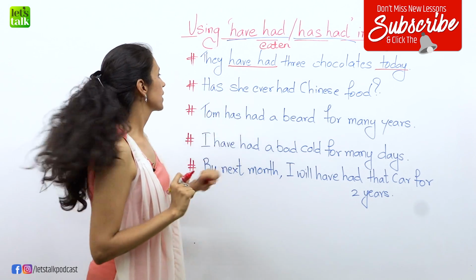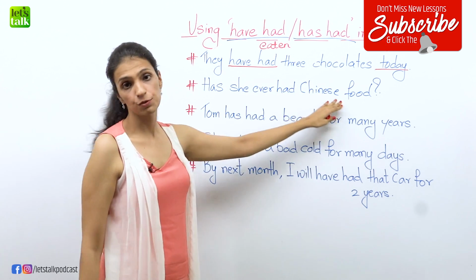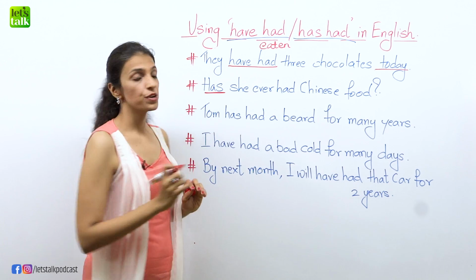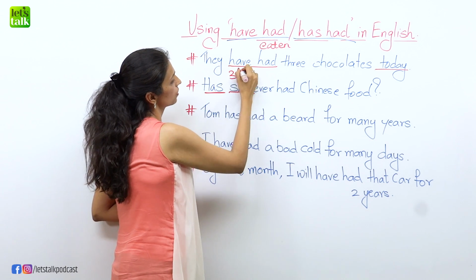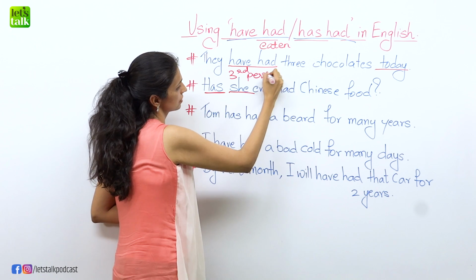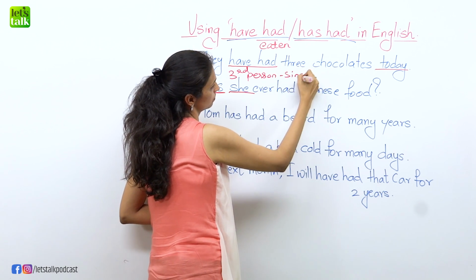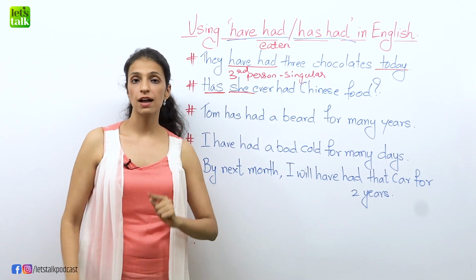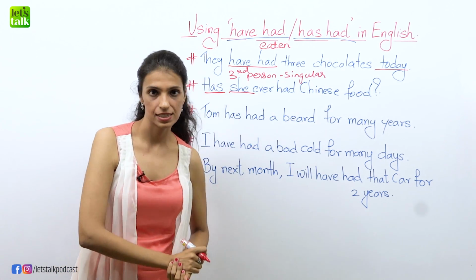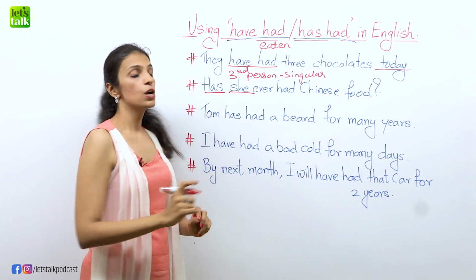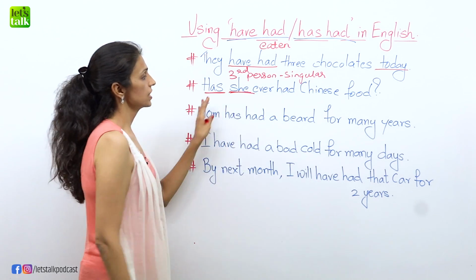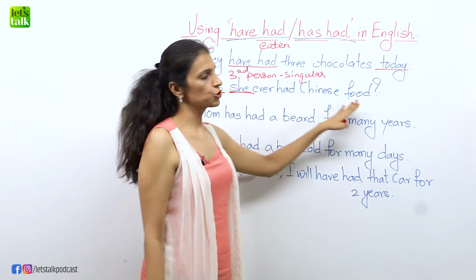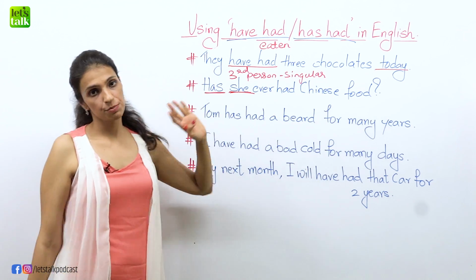The next one: has she ever had Chinese food? Now if you see, I've used has here. That is because we are talking about the third person singular. So friends, I hope you remember the rules of your present tense: I have, you have, he, she, it has, okay? So it's the same as have had, only because it's a third person, we say has she ever had. Now this is a question. Has she ever had Chinese food? Now why do we use a present perfect here?